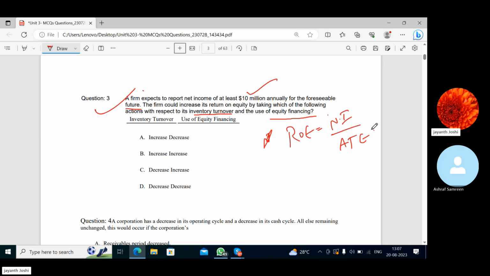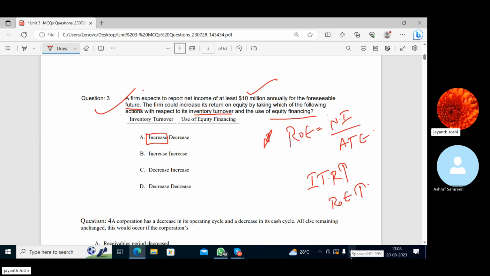Let's take the first option. If we increase inventory turnover, stock turnover ratio is high. That means more sales or less sales? More sales. So more sales will increase your numerator to a higher extent or lower extent? Higher. More sales, more profit, no? So return on equity will increase if your inventory turnover is more, right? So we got one of the options. If inventory turnover ratio is high, your ROE will be high. You can make some notes out of this.